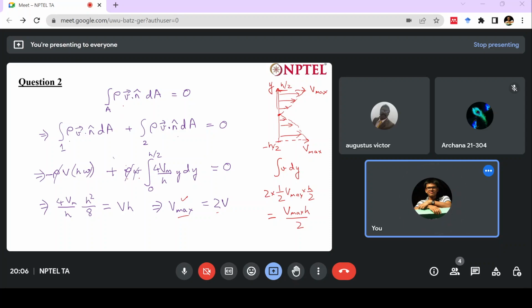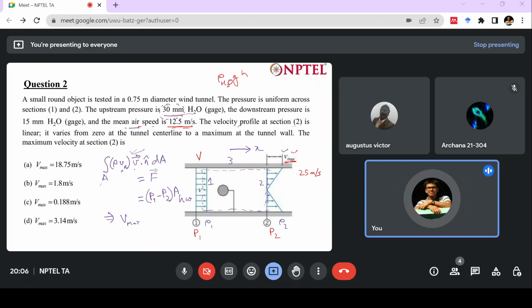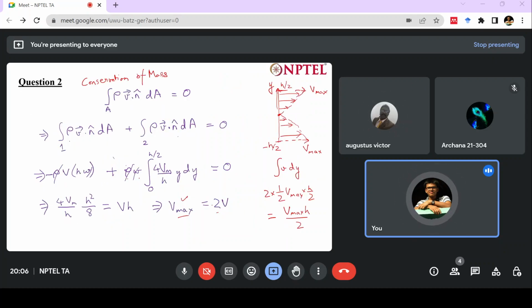That's why I had used this conservation of mass. So conservation of mass should give me the answer itself, since whatever fluid is going inside will come out as well. That's what conservation of mass ensures. So with that, I am getting my Vmax as 2 into V, which is 25 meter per second. If there is any calculation mistake, please let me know. But I couldn't find any. So what I am getting is this 25 meter per second.